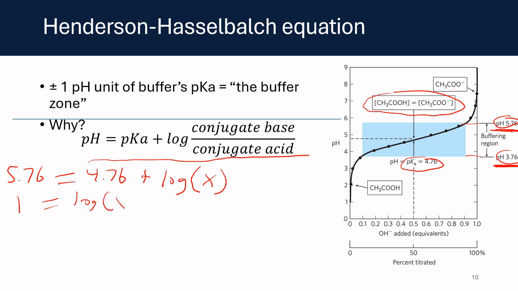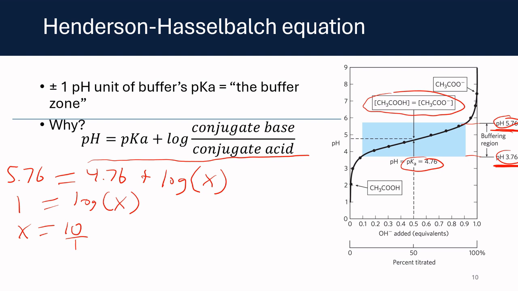The log of x equals 1. Well, what does x equal? You don't even need your calculators for this. X equals 10. Another way to write 10 is 10 over 1. And look at that. We don't have concrete values like millimolar quantities for conjugate base and conjugate acid, but what we do know is that the base outnumbers the acid tenfold at the pH of 5.76.